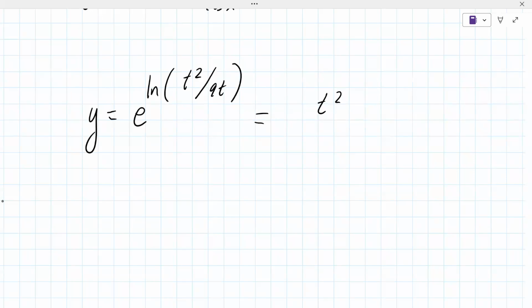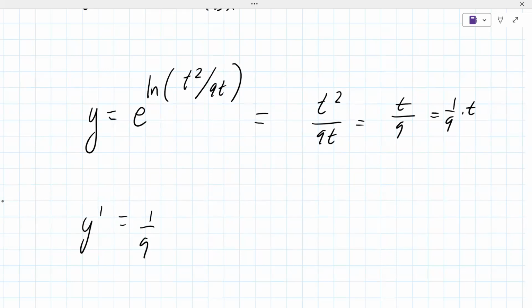So it'd just be cosine x. Sometimes the teacher can make it really complicated, like b squared over 9t. But this becomes t squared over 9t, which becomes t over 9, which is really 1 over 9 times t. The derivative is just 1 over 9. So it's very easy to make it look really complicated.